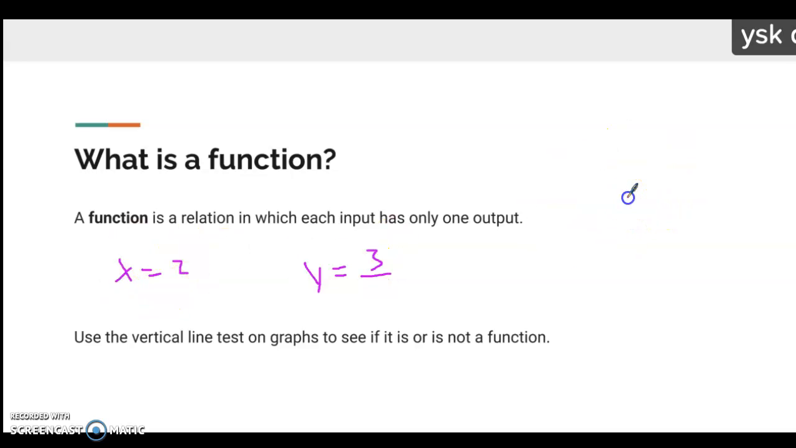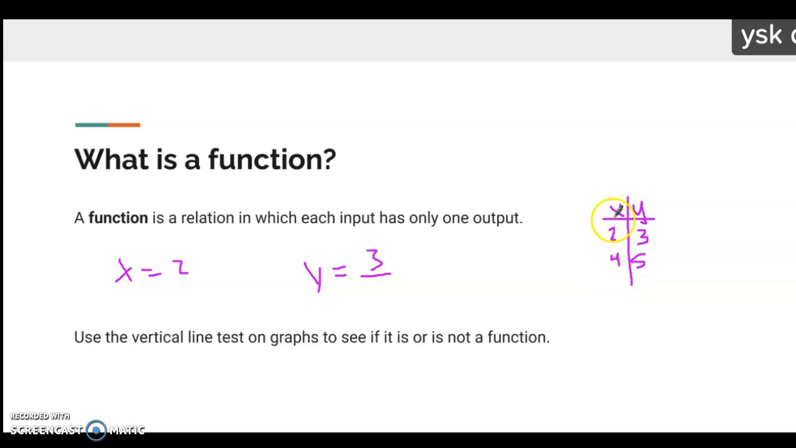So thinking about my t-charts, I can have whatever numbers I want on this side, but let's say if I have a 2, I can only have one answer over here for that 2. Maybe it's a 3. If I have a 4, I can only have one answer for that 4. Maybe that's a 5, and so on and so on.